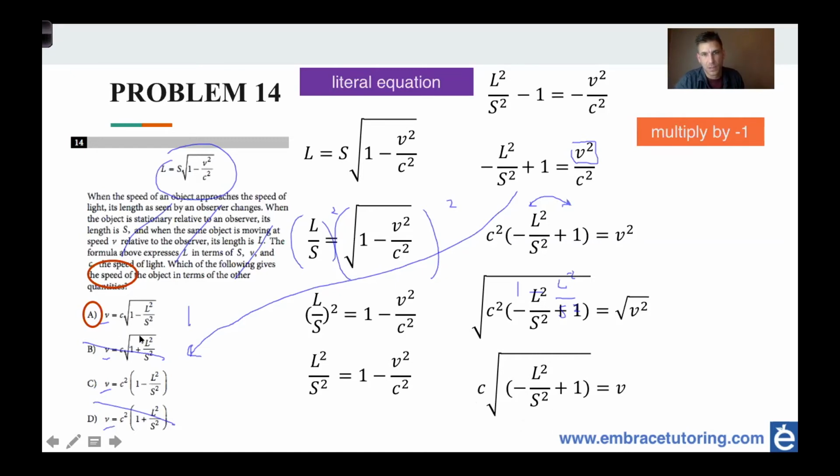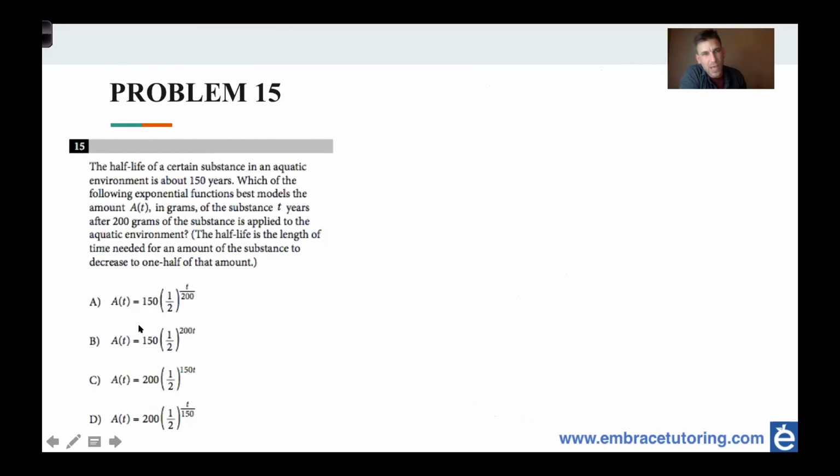Awesome. Great, guys. All right, so here we have: let's see here, the half-life of a certain substance in the aquatic environment is about 150 years. I'm going to pause reading real fast. I'm going to use my answer choices as a guide. What I can immediately tell is that these are all like y equals something, but here's the difference. These all have an exponent attached to it. So really what this question is asking you to do is interpret exponential models. Okay, that's what this question is asking you to do.